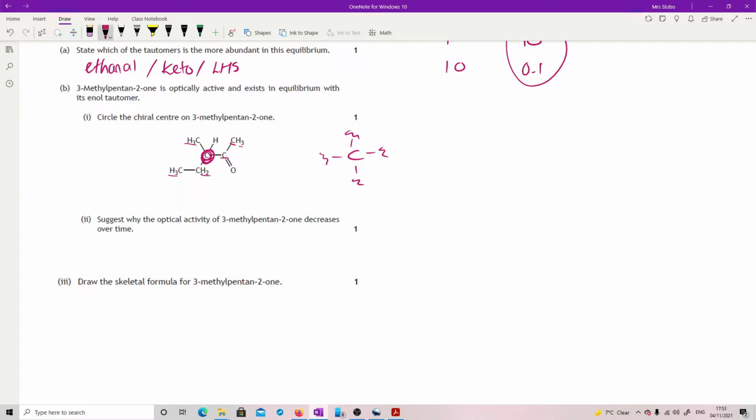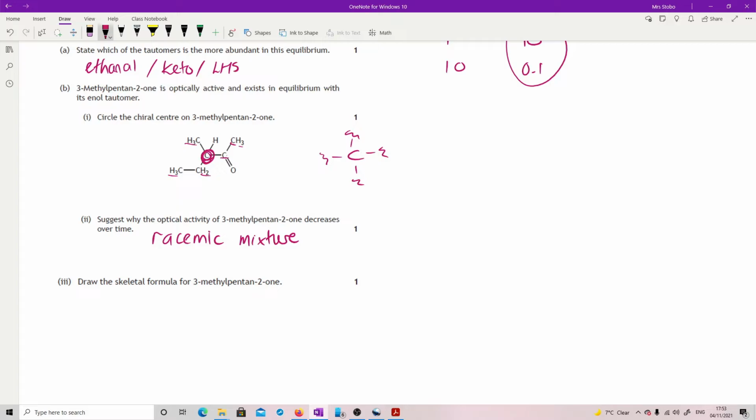Suggest why the optical activity of 3-methylpentan-2-one decreases over time. So you're told it's optically active and exists in equilibrium with its tautomer. If it's optically active, then the other flip side of it is also going to be optically active, but probably in the opposite spin. So what you want to write to get the mark is the term racemic mixture. For every molecule that's spinning the light one direction, it's being spun the other direction by the other one. So what you're doing is just forming that other optical isomer.